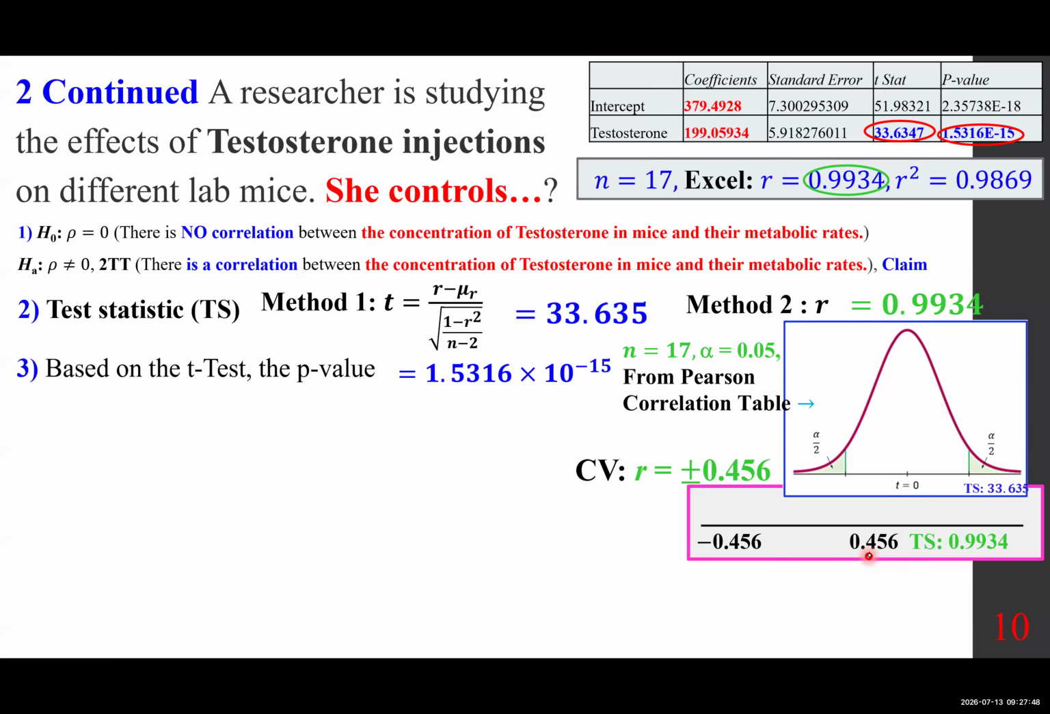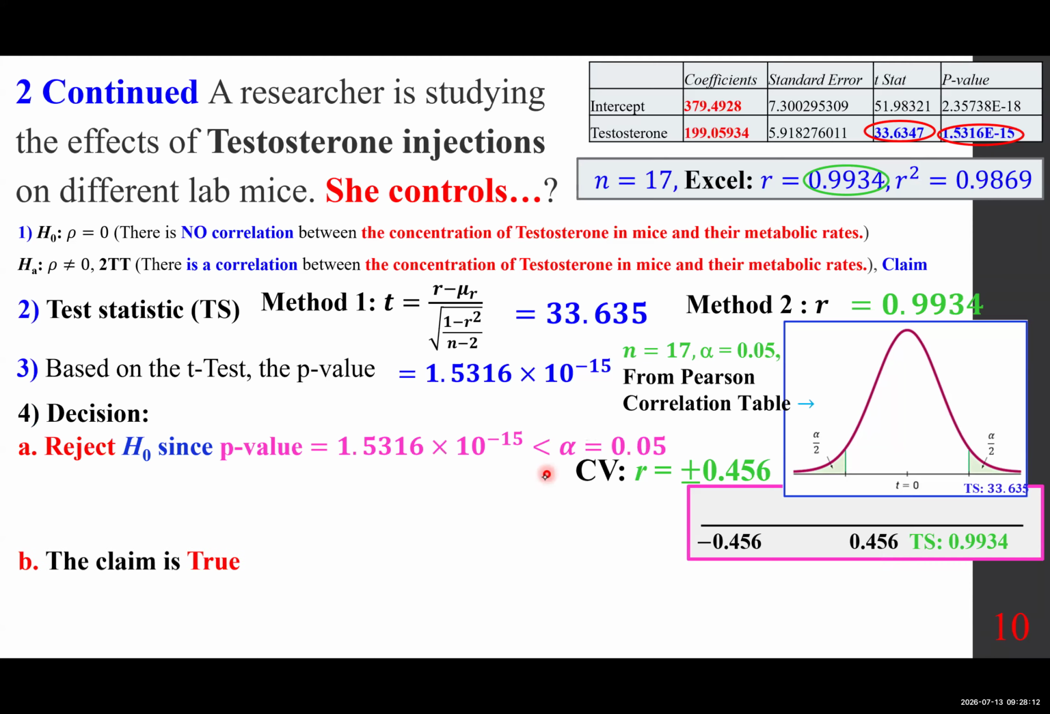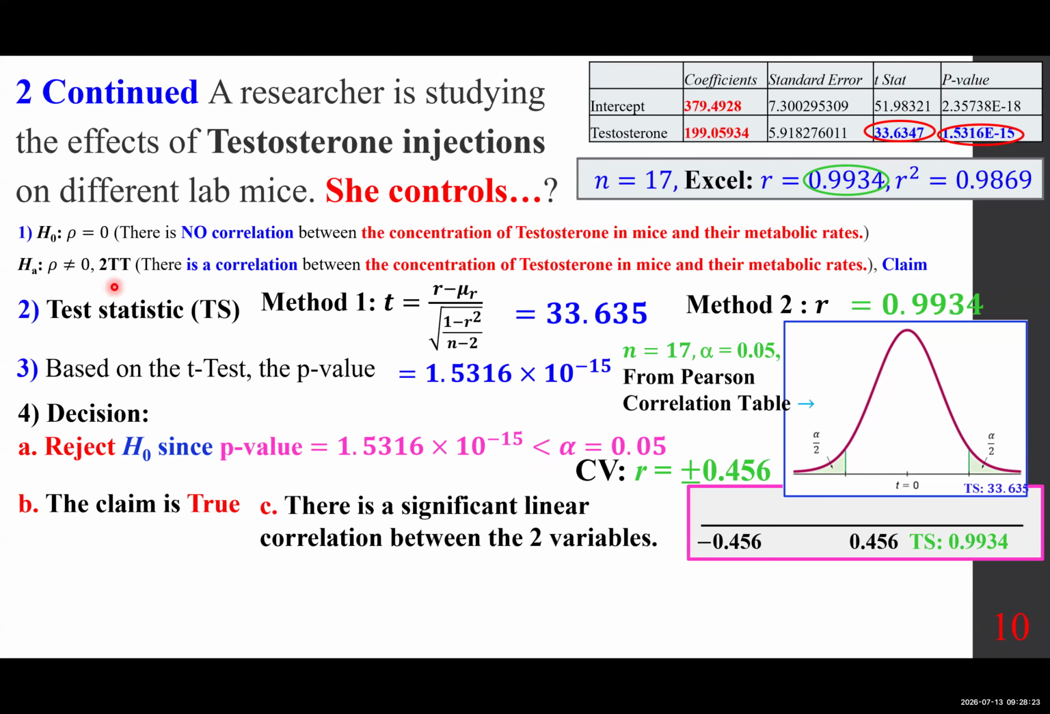Same decision, reject H0, since now the p-value 1.5316 times 10 to the power minus 15 is less than alpha of 0.05. By the way, alpha is always chosen as 0.05 in basic research like that, even if they don't mention it, which makes the claim true. Remember, when you're rejecting H0, you're not rejecting HA. That is the claim, and it becomes true, which means there is a significant linear correlation between the two variables.